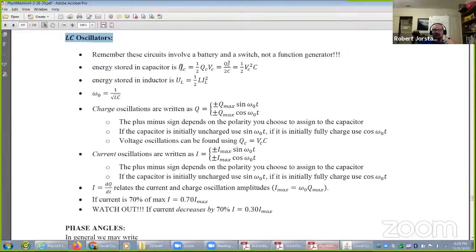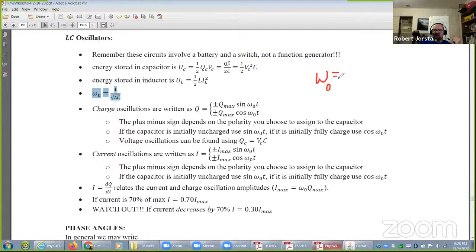So energy stored in the capacitor is this equation. Energy stored in the inductor is this, and I should be clear on this, omega naught is sometimes called omega resonance. It has to do with the resonance angular frequency. So it's an angular frequency. Just like we had f and omega and period, we're going to have all those symbols again. So that's angular frequency. What are the units of omega?